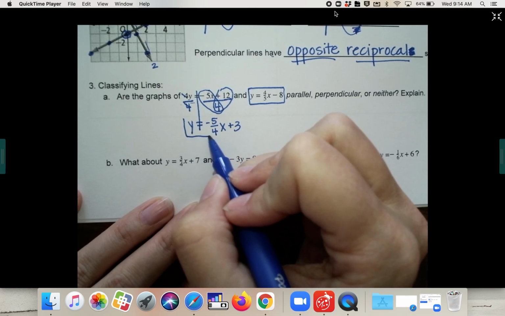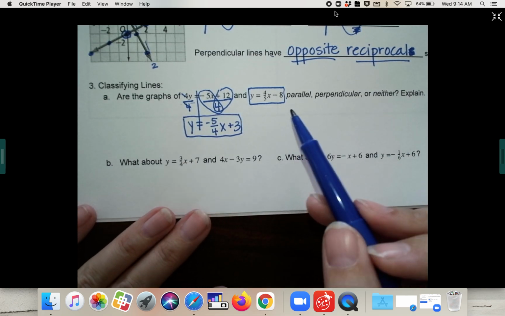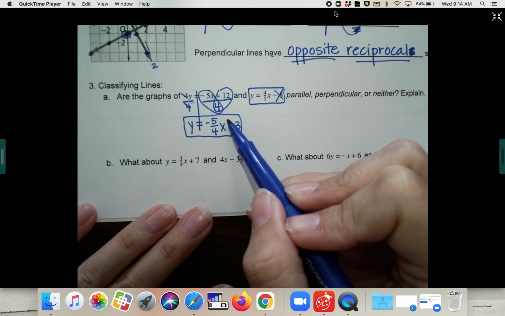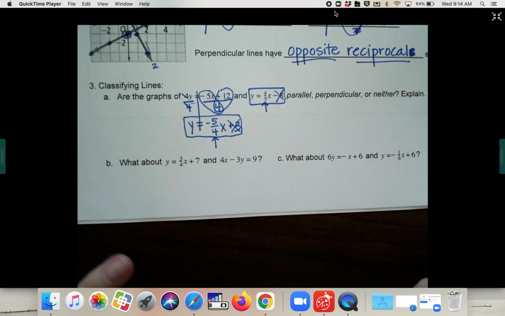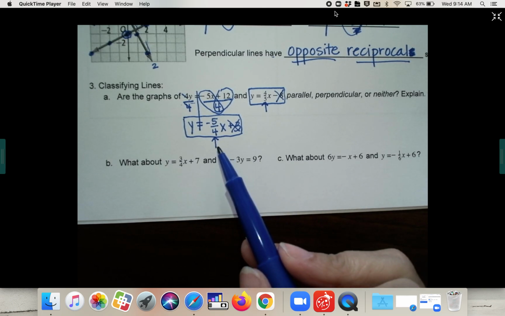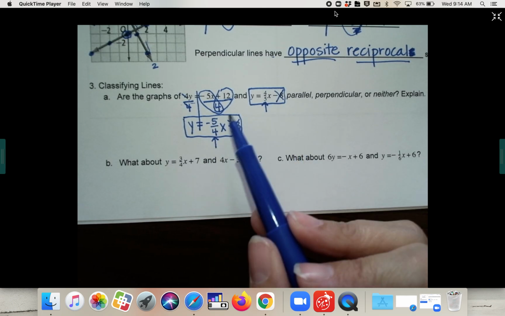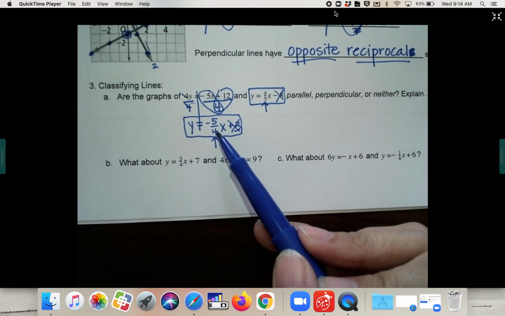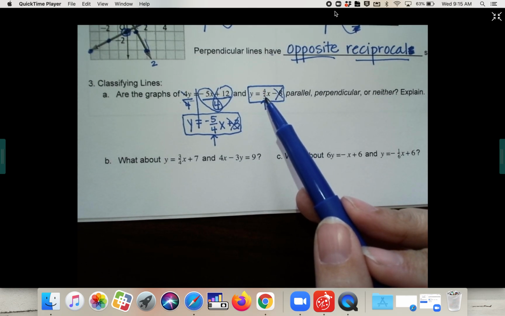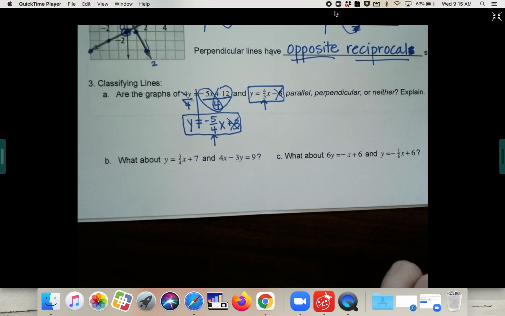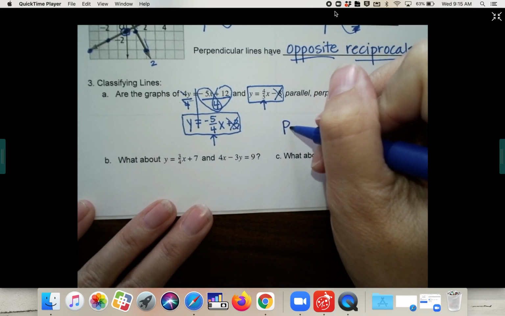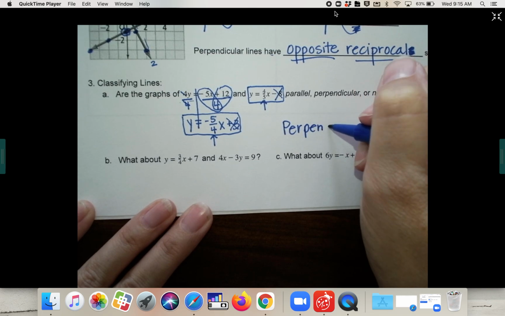Okay, now let's look at the two. And remember, I don't care about the b's. I only care about the m's, the slopes. So let's look at the two slopes and see if there's a relationship. We have a negative and a positive, and we have 5 over 4 and 4 over 5. So since these are opposite and reciprocals, the relationship here would be that they are perpendicular.